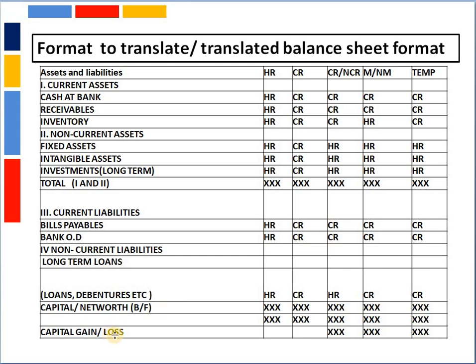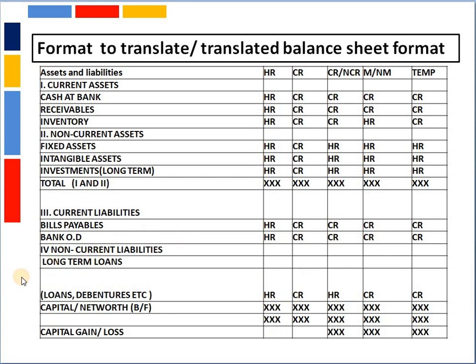So, to get the capital gain or loss, what you can do is, with the help of the historical cost, you will get the gain or loss. So, gain or loss is nothing but it is the difference between the capital at the historical cost compared with the capital after transactions.